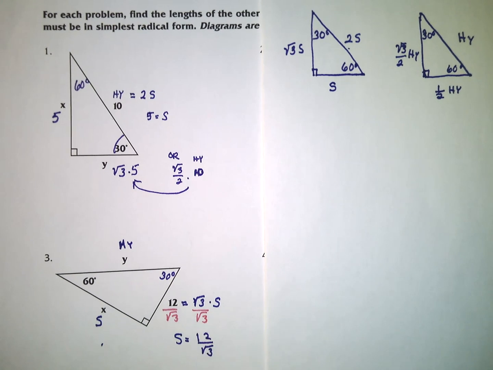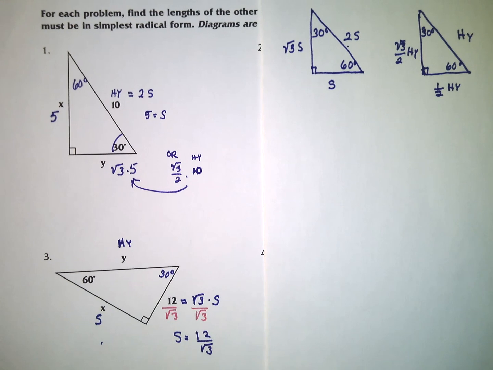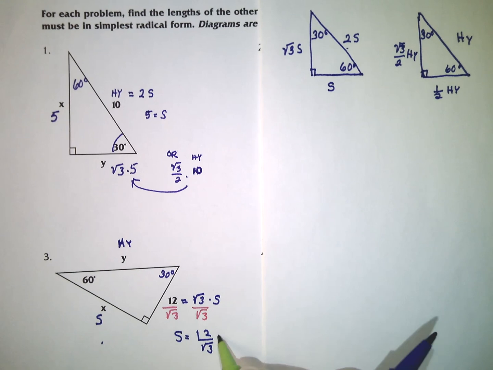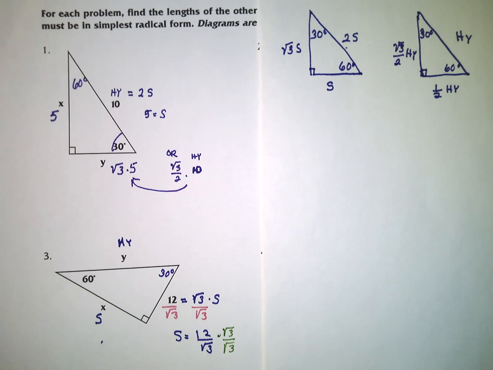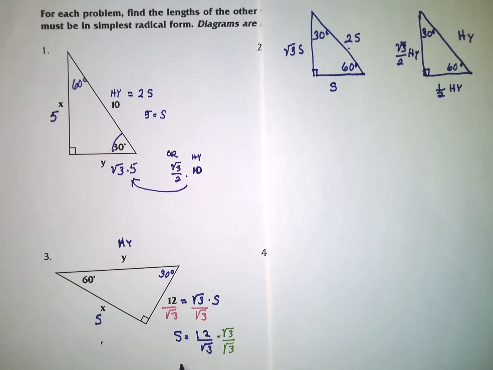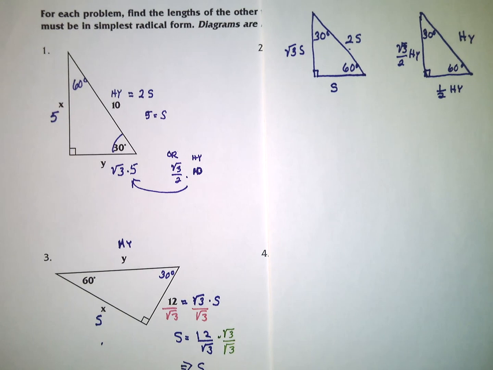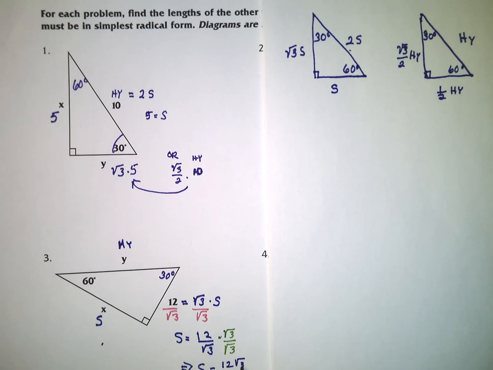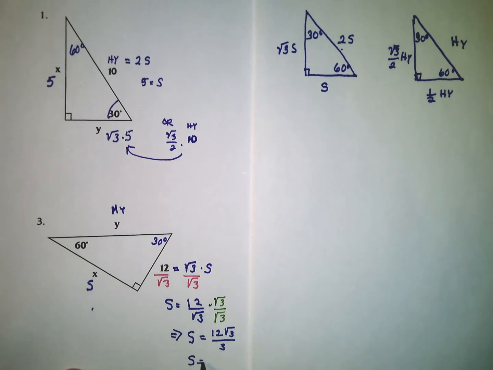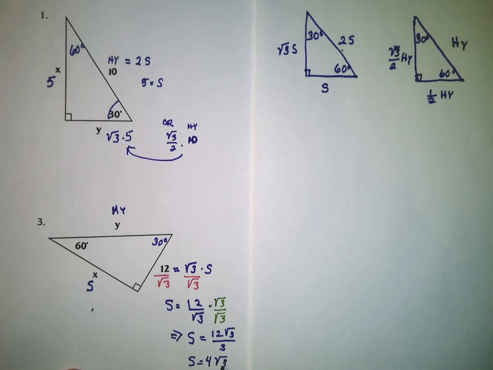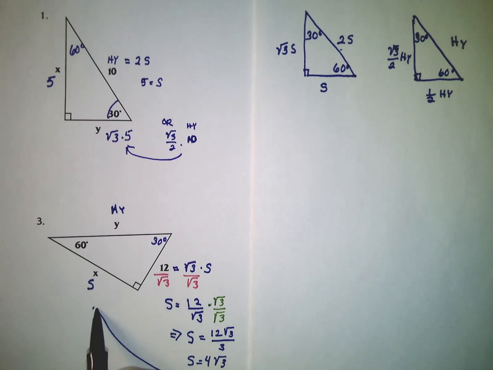They're not going to leave it that way. They're going to want us to rationalize that, multiplying numerator and denominator by the square root of 3. Now we get that the short side is 12 square roots of 3 divided by, square root of 3 times square root of 3 is 3. So the short side comes out to be 4 square roots of 3. Wow.